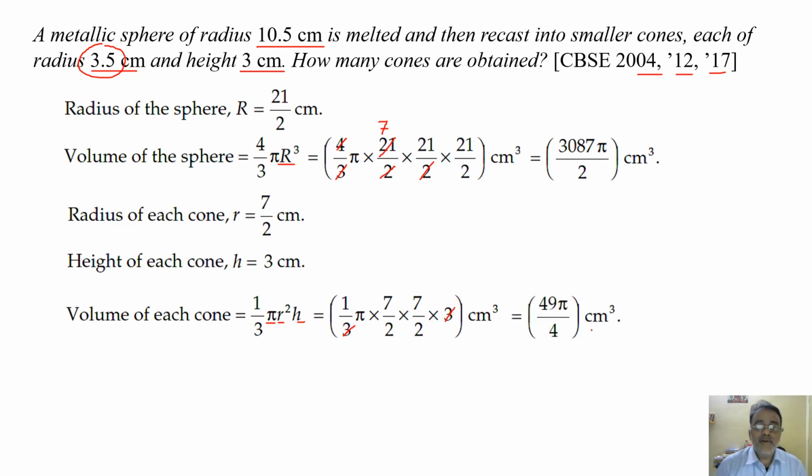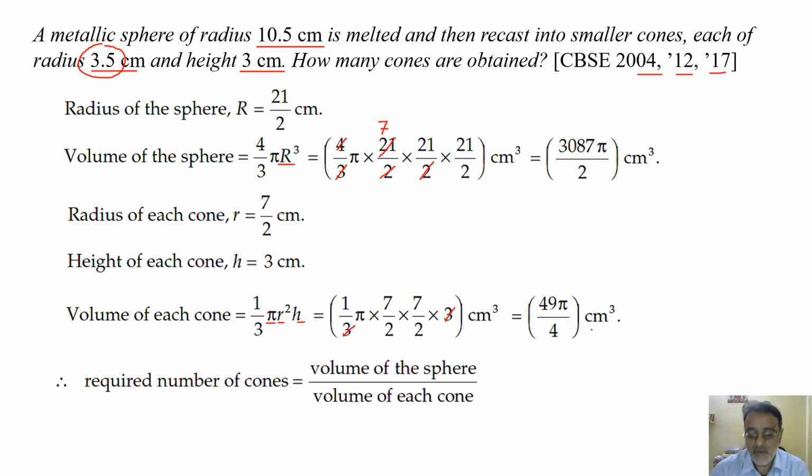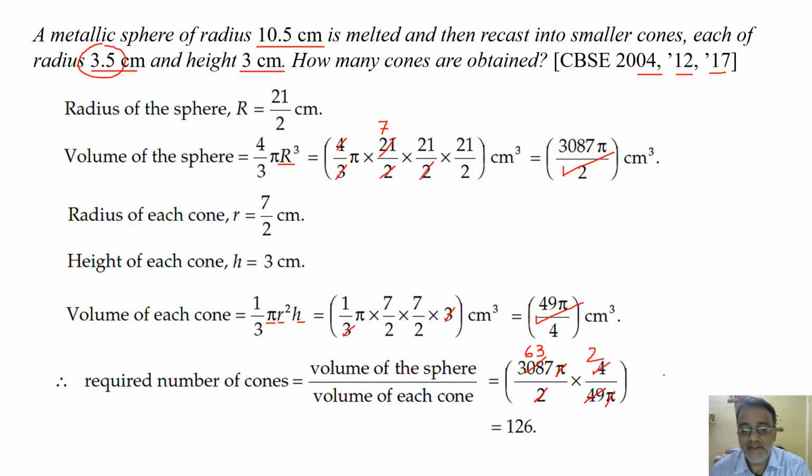Now required number of cones will be equals to volume of sphere divided by volume of each cone. So now we are going to divide this by this, ठीक है? Pi cancel, and 4 is cancelled by 2, right? And this also we can cancel with 49. 63, right? So 63 into 2 is 126. So 126 is the final answer, right?